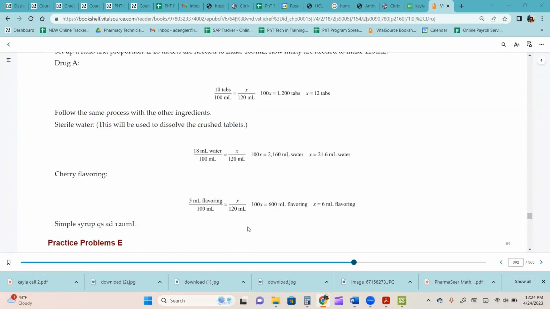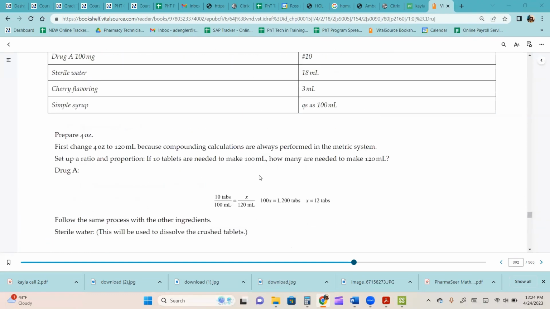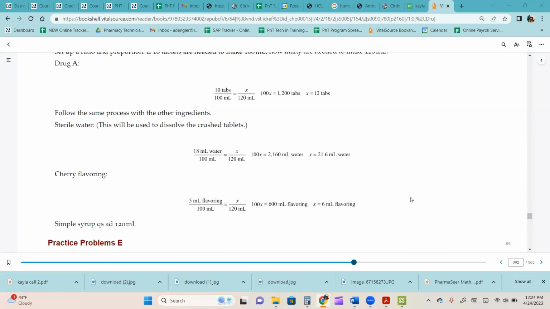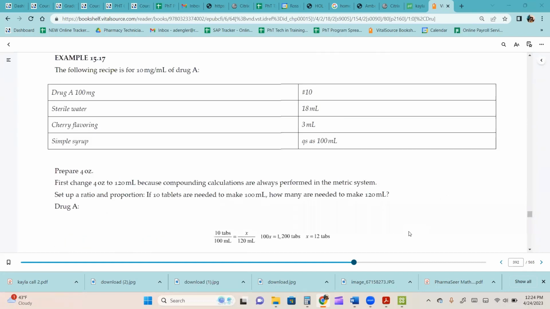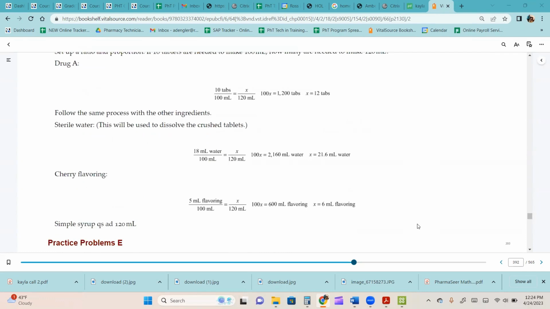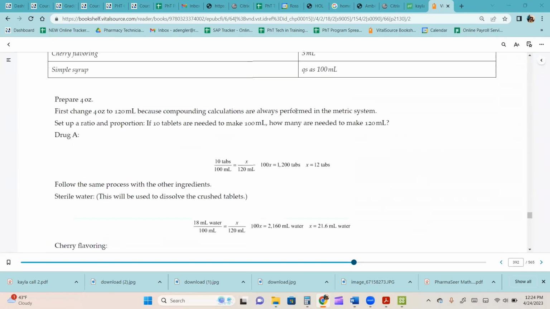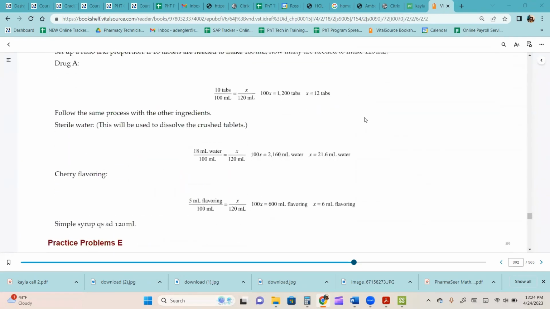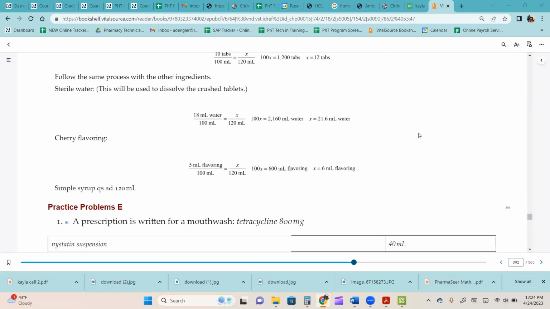You're going to do the same thing with every ingredient. And the simple syrup is, of course, going to be QS AD 120 ml, because we're going to take all of those products and then bring that final volume up to 120 ml, just like they did here for their 100 ml. So we can figure out a precise amount.